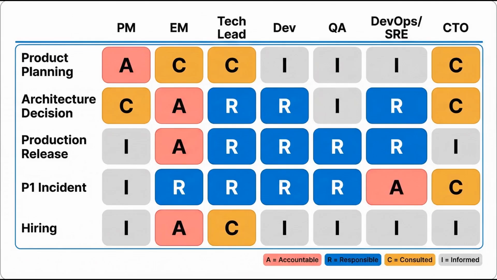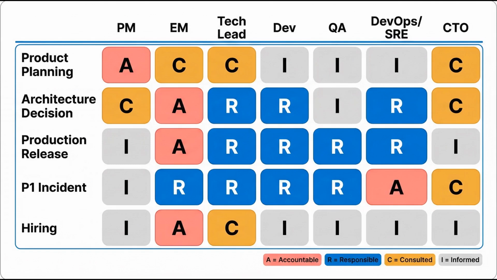RACI. Who decides what? The RACI matrix is the organization's permission matrix. Responsible does the work. Accountable owns the outcome. Consulted is asked before the decision. Informed learns about it afterward. One fundamental rule: every process has exactly one accountable. When everyone is responsible, no one is responsible. When 2 people are accountable, neither of them will make a decision at a critical moment.